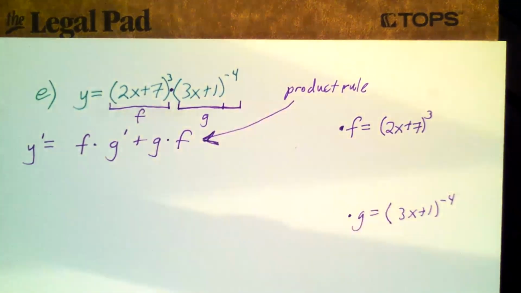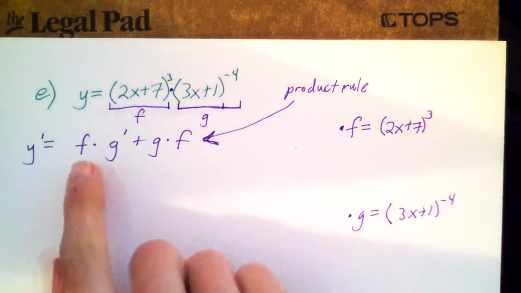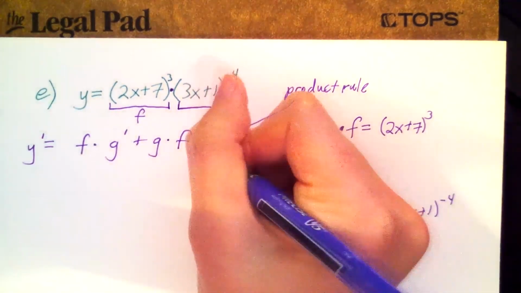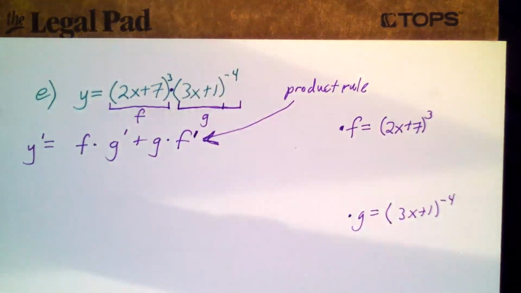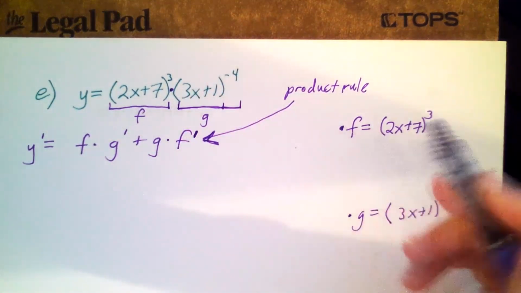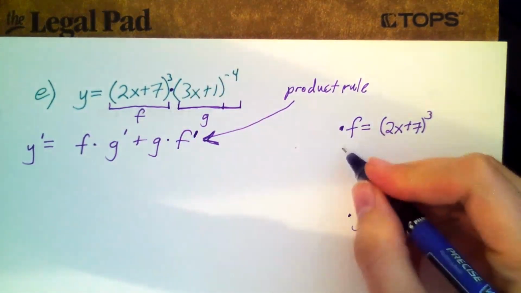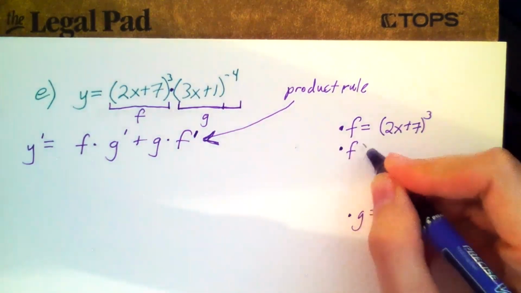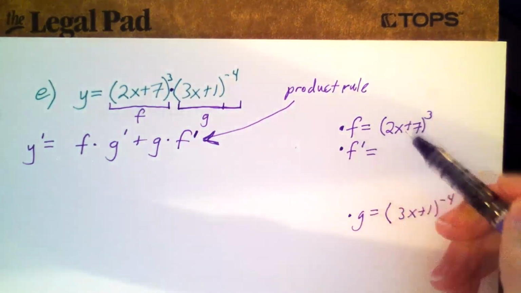That's the formula we're going to use for taking the derivative. So I have to label f times g prime plus g times f prime. There we go. I have to label what f is, I have to label what g is, and then I have to take their derivatives because I need f prime and g prime. So if this is f, what is f prime?